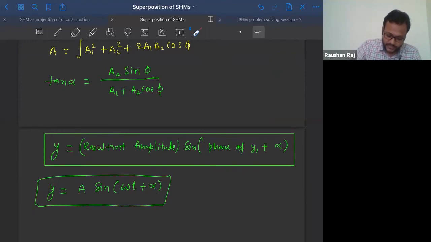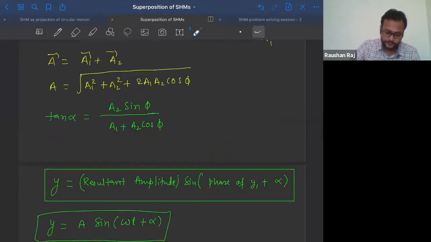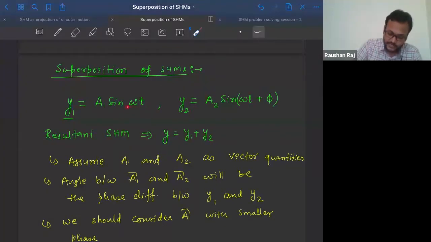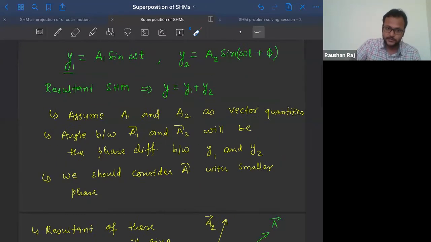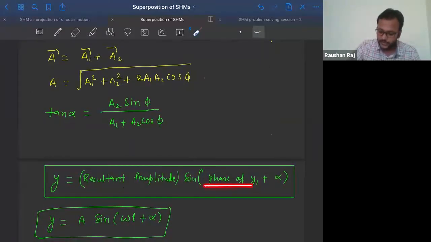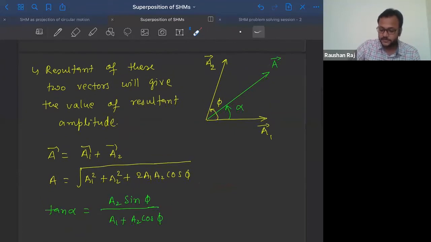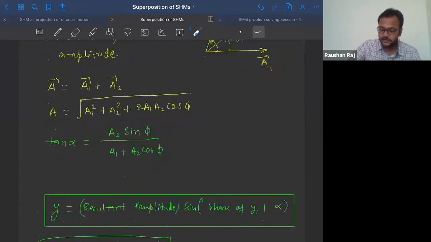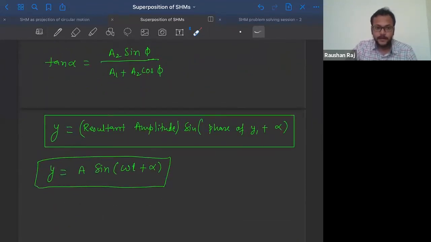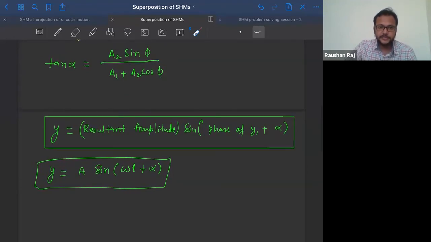How are we going to write that? Y is equal to resultant amplitude into sine of phase of Y1 plus alpha. Here, what is phase of Y1? Go to the first slide. Phase of Y1 is omega t. So put the value here, omega t, plus, what is the phase difference between this and this? That is alpha. So alpha here. We can't write tan alpha.